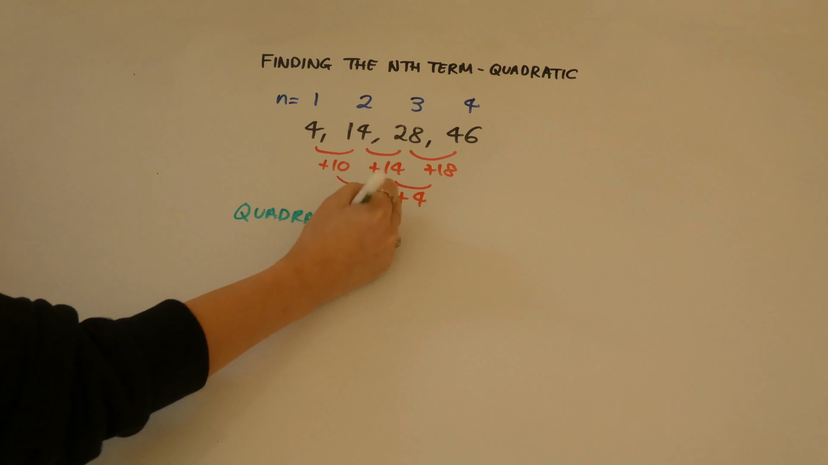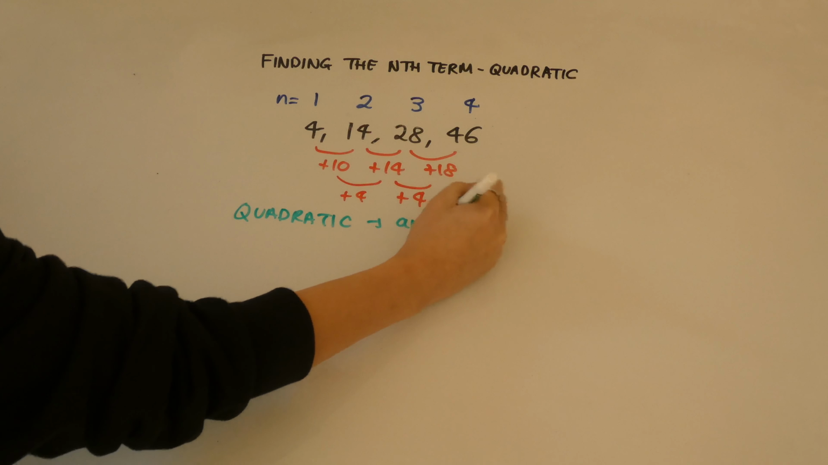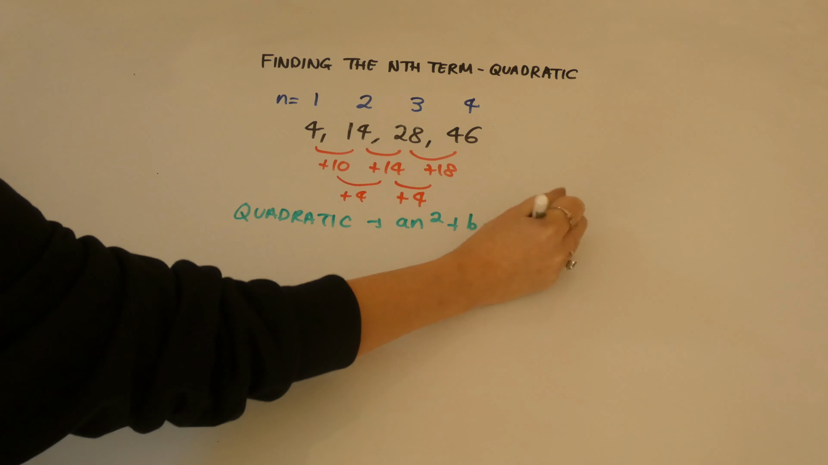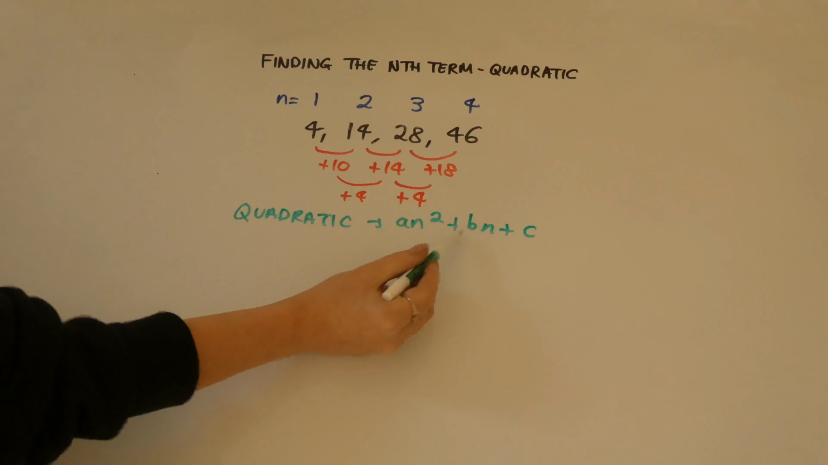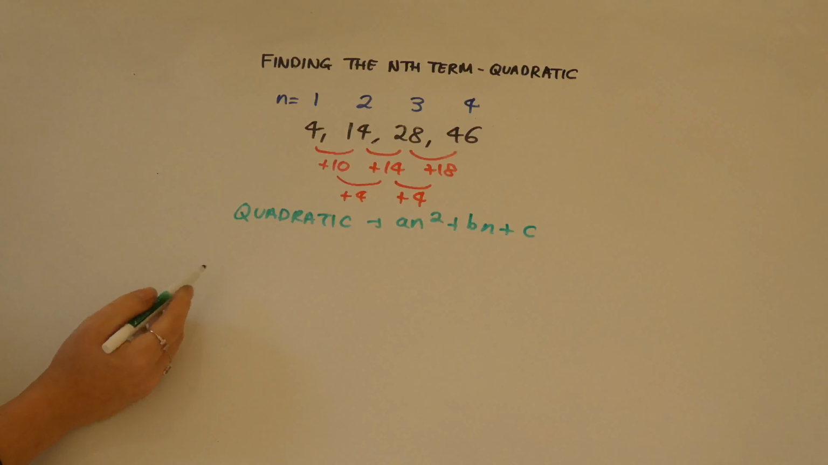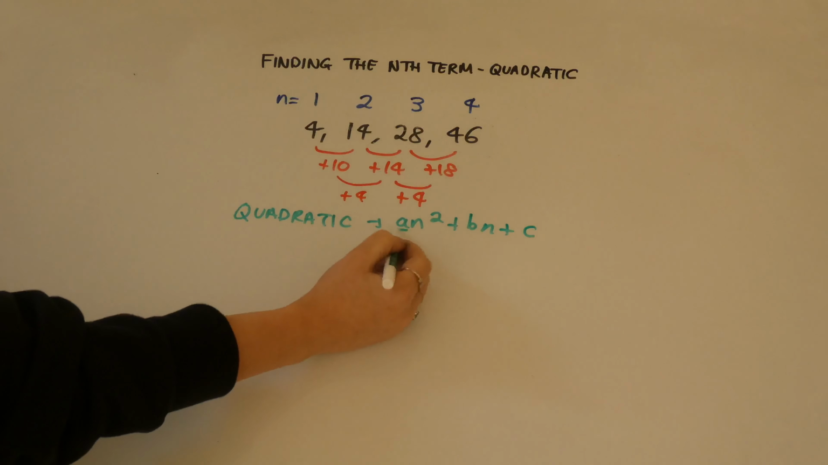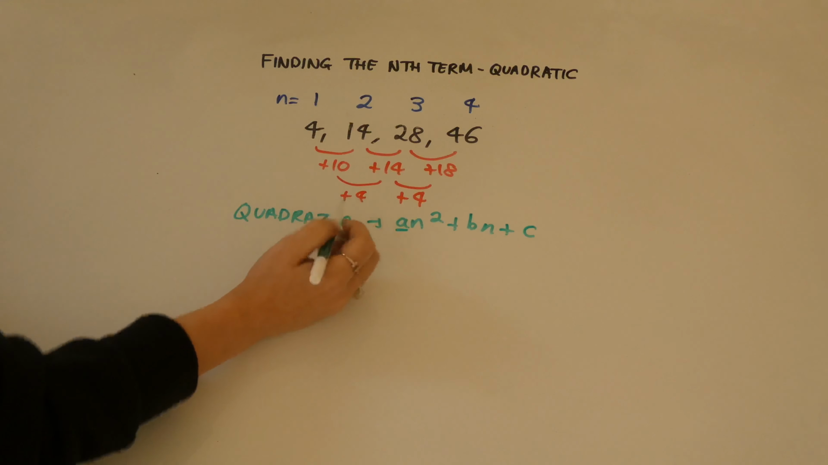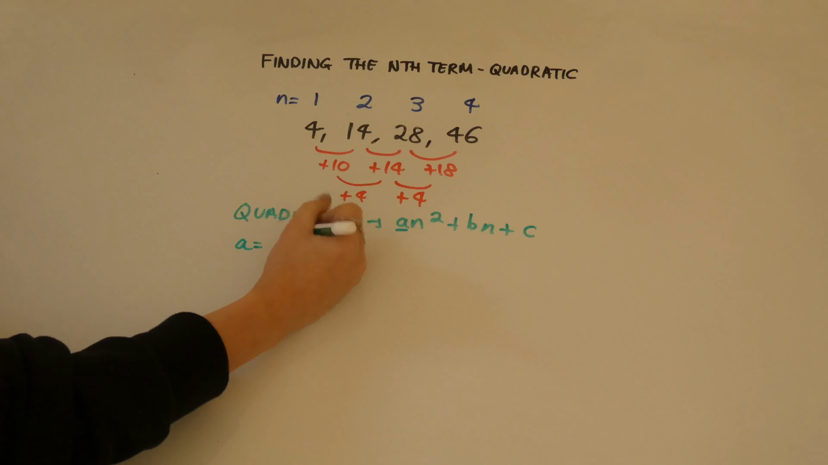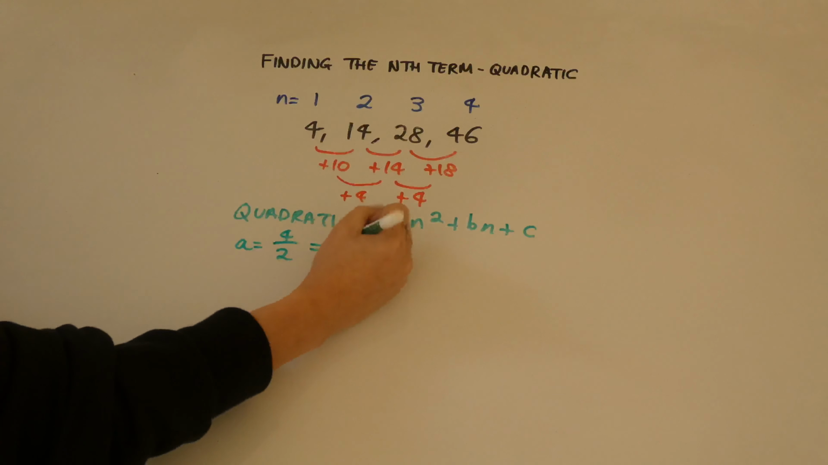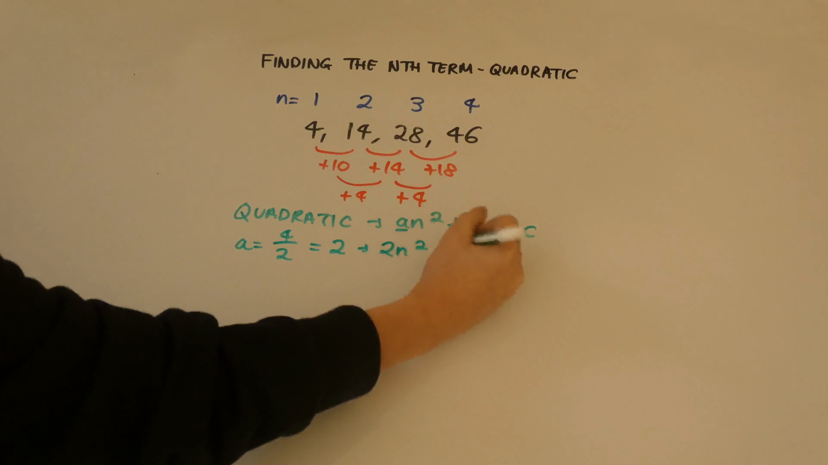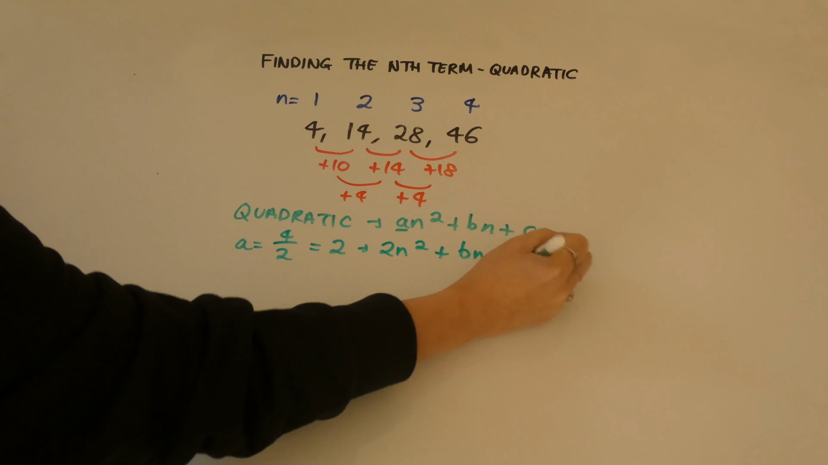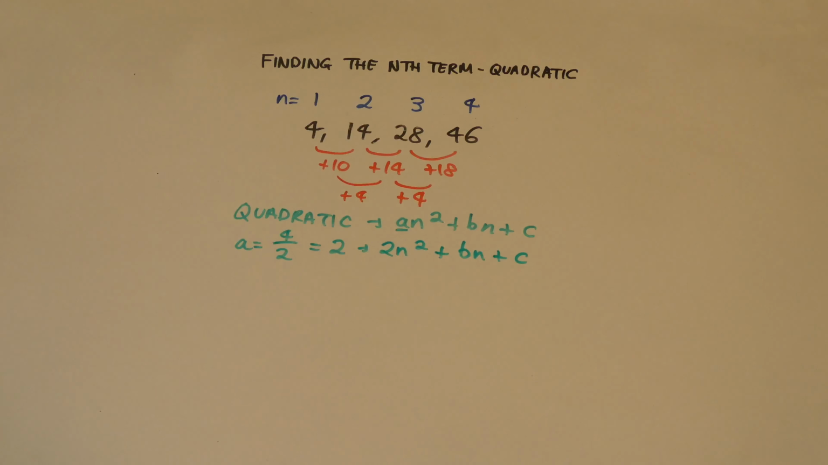And the format of a quadratic is just an squared plus bn plus c. Our job now is to find the values of a, b and c to find the nth term. Now a is very easy to work out because it's just this constant difference here divided by 2. So a equals 4 divided by 2, which is just 2. So we can rewrite this as 2n squared plus bn plus c. Now our job is just to find b and c.